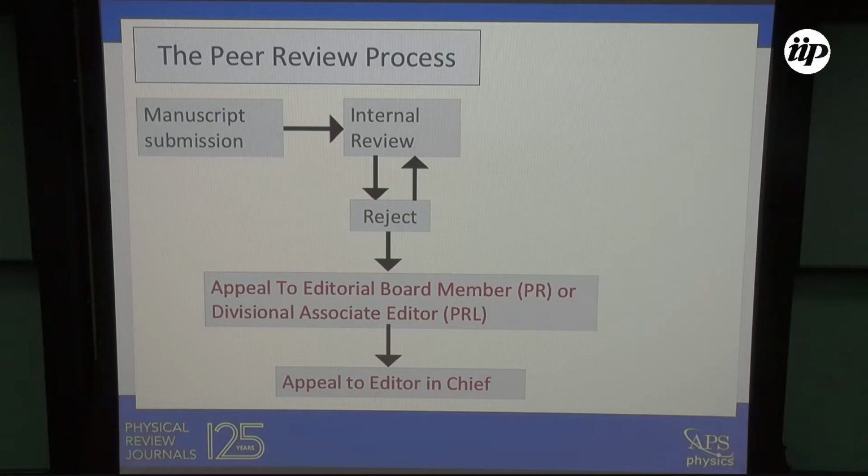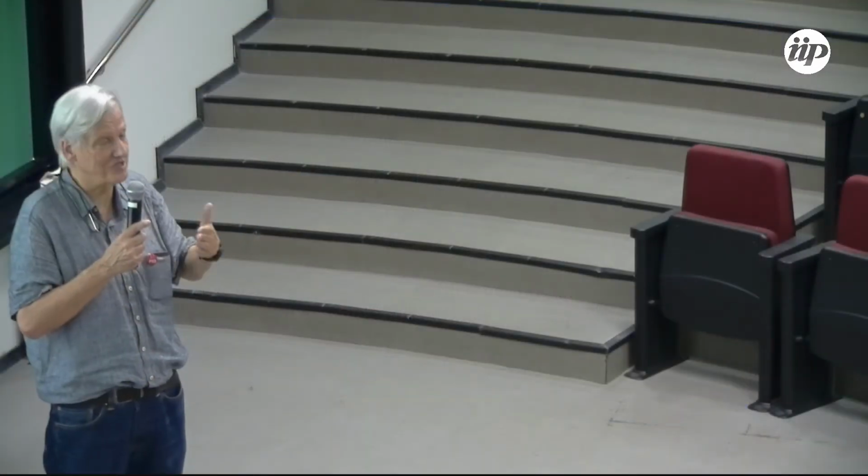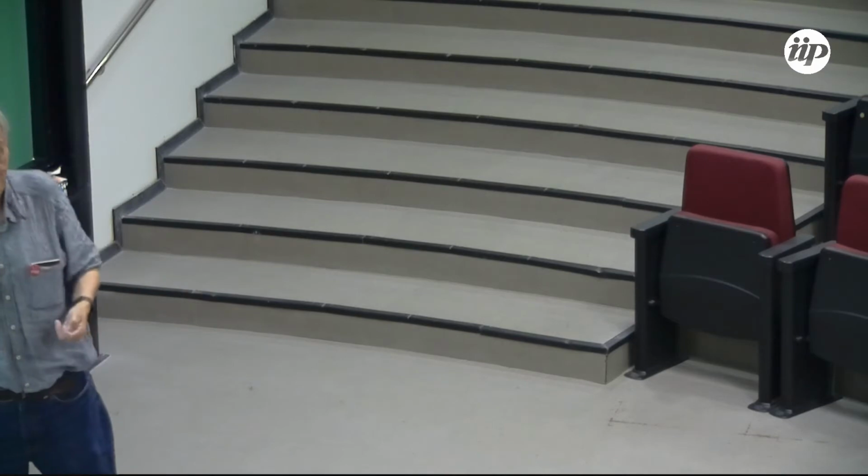It does happen, but the editor-in-chief will not look at the scientific content of the paper. So he cannot say this is important enough to go to PRL. He can only look at whether the procedure has been followed according to the book. If the procedure is followed, then it's out, simply. The decision on the scientific level is done by this editorial board member.